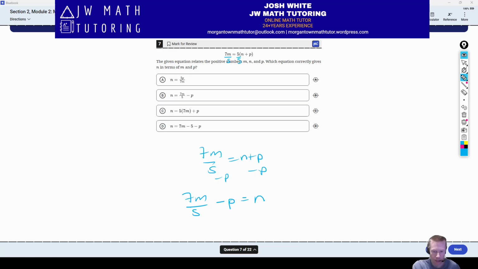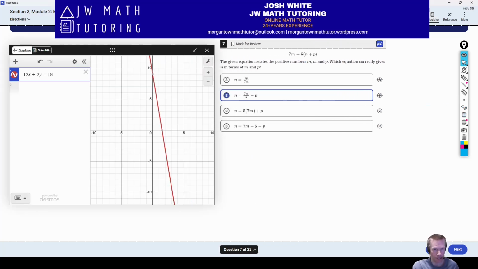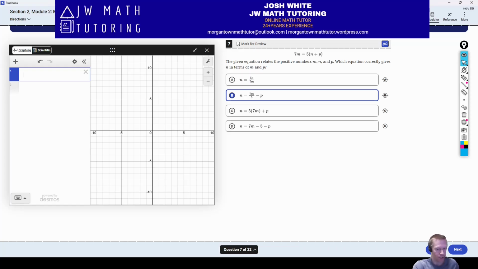So let's see, do we have that as one of our answer choices? 7m over 5 minus p. Yes, it is answer choice B right here. So this is how you could do it by hand. However, I will show you how you could do this entire problem in Desmos. So what we want to do is first type the original equation, but as a regression statement.